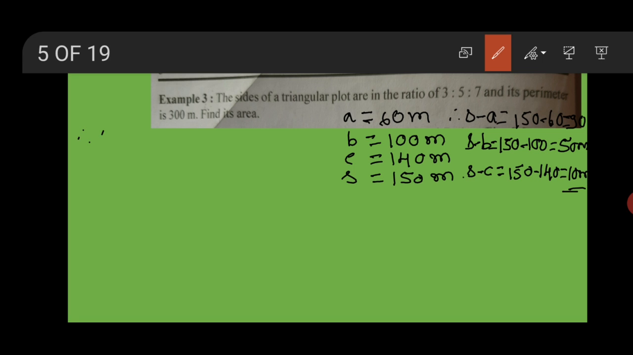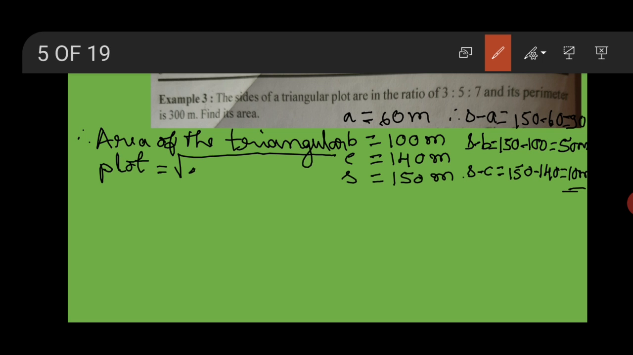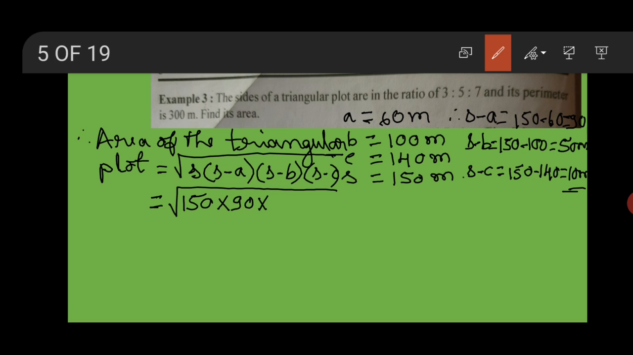Now write the formula. Therefore area of the triangular plot, write Heron's formula, is equal to square root of S into S minus a into S minus b into S minus c. You have to write within the square root sign. Is equal to square root of, what is S? It is 150 meter into S minus a is 90 into S minus b is equal to 50 into S minus c is equal to 10.